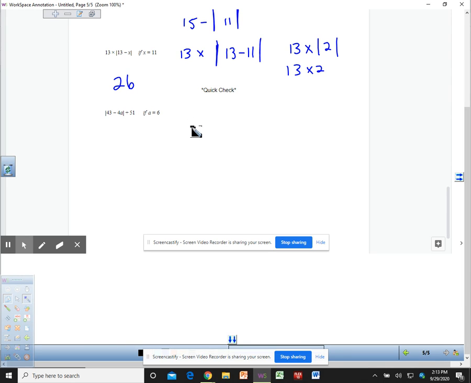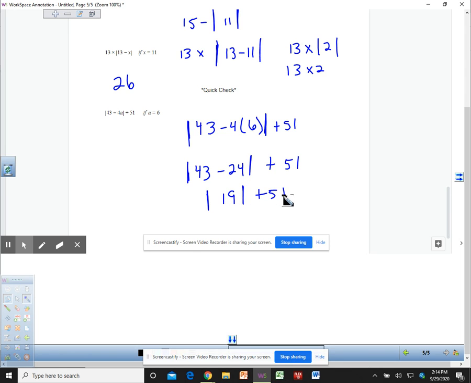Okay, let's try one more. So the absolute value of 43 minus 4 times 6, plus 51. So 4 times 6 is going to give me 24. And when you solve that, you get the absolute value of 19. 19 is 19 spots away from 0. So I'm just going to go up here, 19 plus 51. So my answer here is 70.